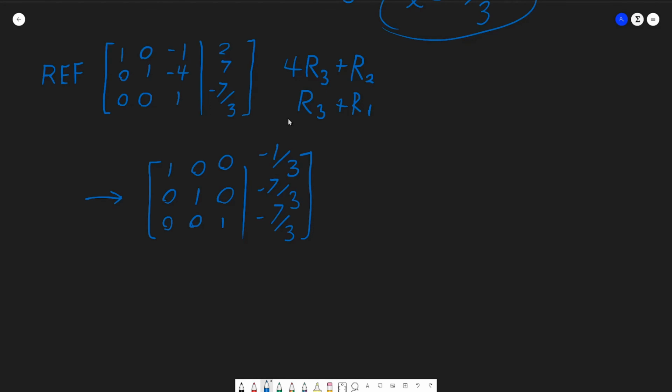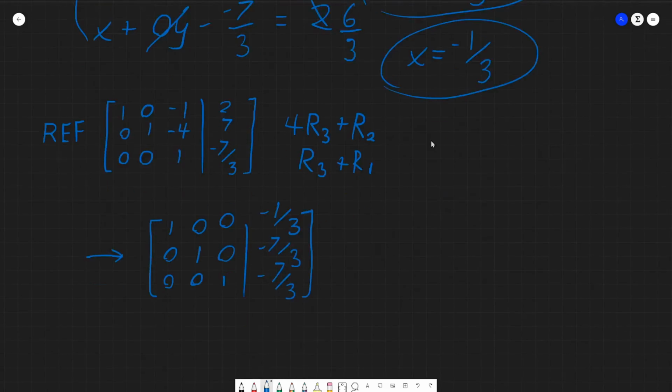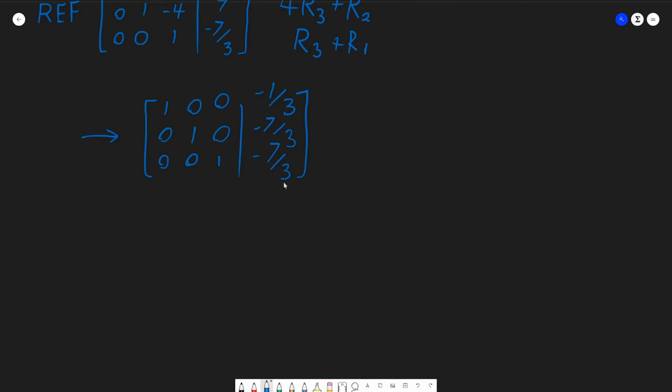If you notice, these are exactly the values of x, y, and z that we found above. We're essentially doing the same thing that we did above when we were solving these equations right here. We're just doing it in matrix form. Each of these rows are equations for explicitly x, y, and z. The first equation, the first row says that 1x plus 0y plus 0z equals -1/3. That's explicitly the value of x. And similarly, we have that for y and z over here.